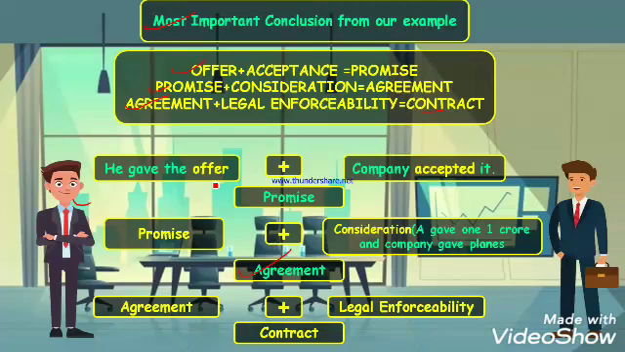So what happened in our example? A gave the offer to the company for the purchase of planes. The company accepted it, then it converted into a promise. Then, through the consideration of A giving 1 crore to the company, and the company in return giving planes to A, it will be called consideration. Consideration plus promise came to be known as an agreement, and when an agreement is enforceable by law, it is known as a contract.